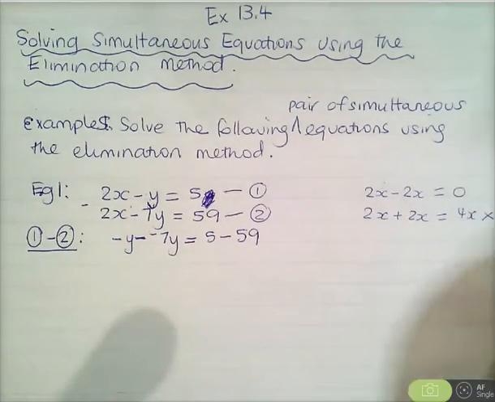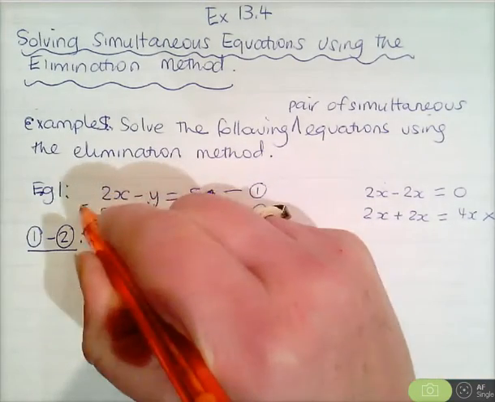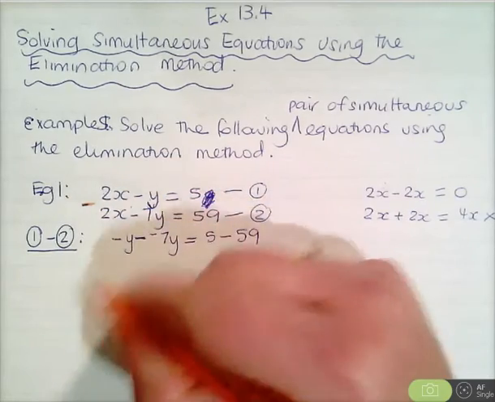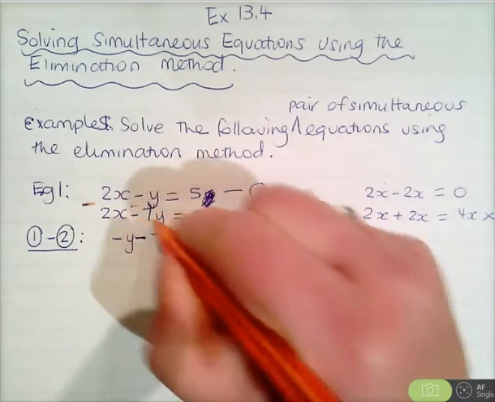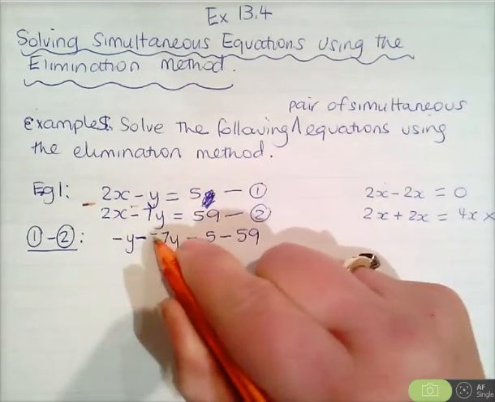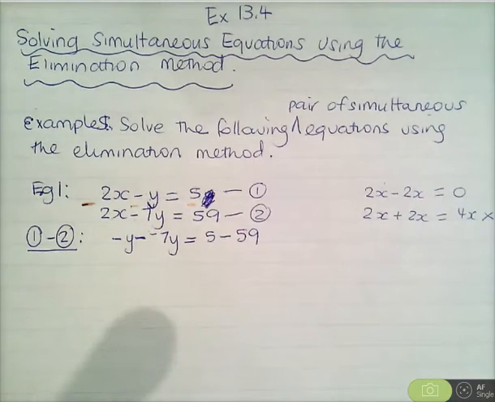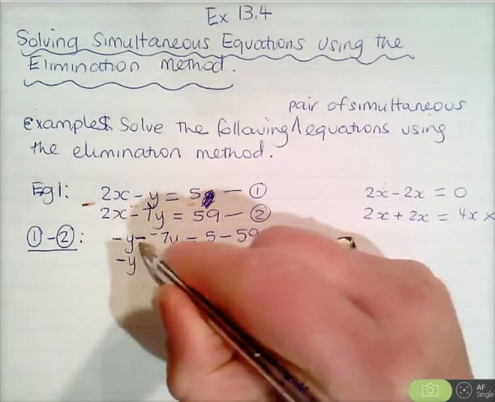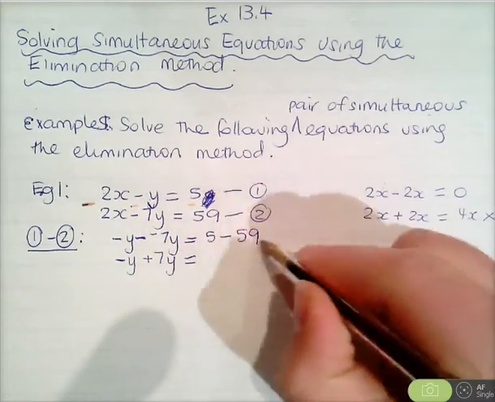So remembering, I've decided to do equation 1 minus equation 2. So going through that again, 2x minus 2x is 0, so I don't need to write that. Negative y minus negative 7y is negative y minus negative 7y. Then I've got 5 minus 59. So just on the next row, just simplifying that, I've really got negative y minus negative 7y is plus 7y equals 5 minus 59.